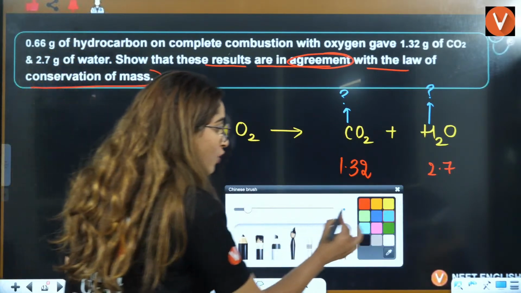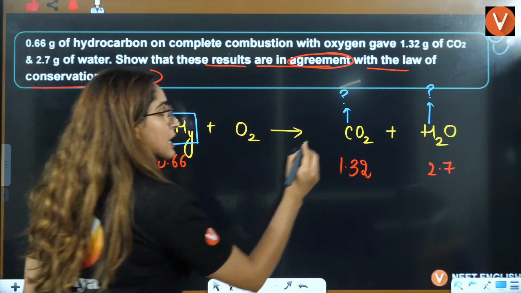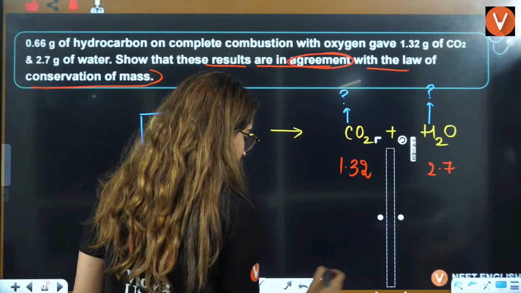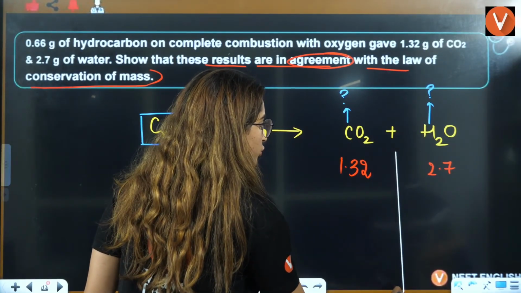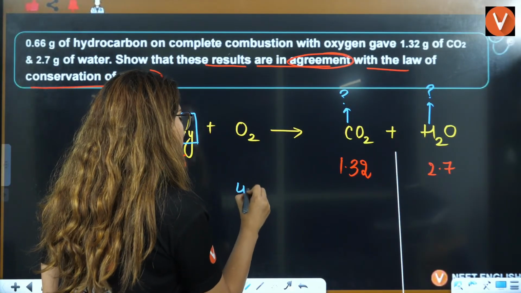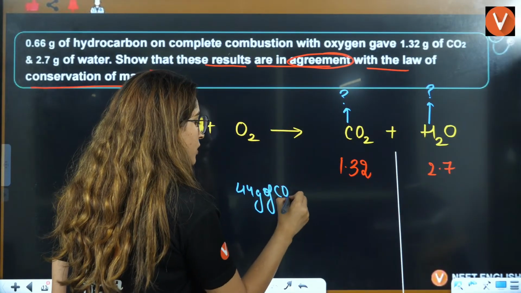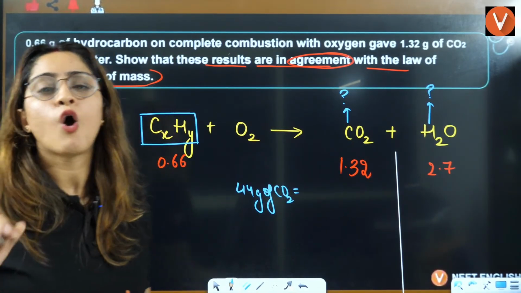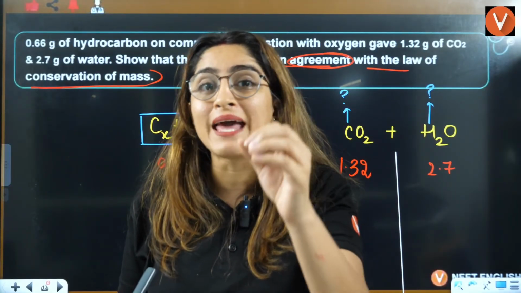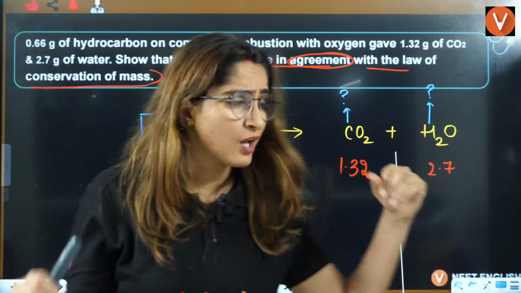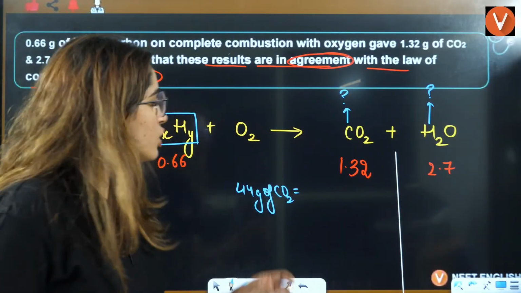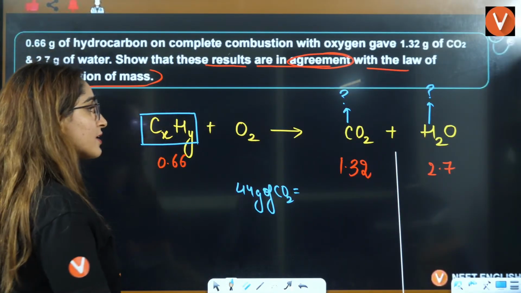So, now, if you see this here, I'll apply the unitary method. What I'll do, I'll just divide it into two parts. Here I will say that in 44 gram of CO2. Ma'am, how do you have 44 grams? Always remember, when we are applying the unitary method, we are comparing the standard thing. What is the standard thing? The standard thing is the molar mass. So 44 gram of carbon dioxide has how much carbon?